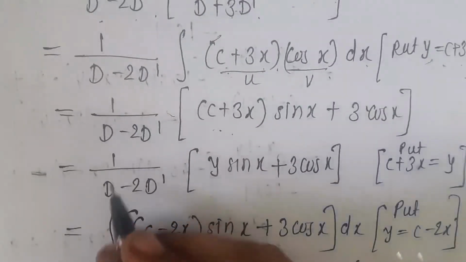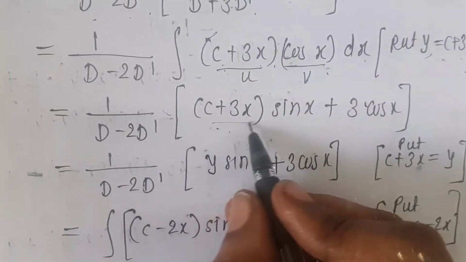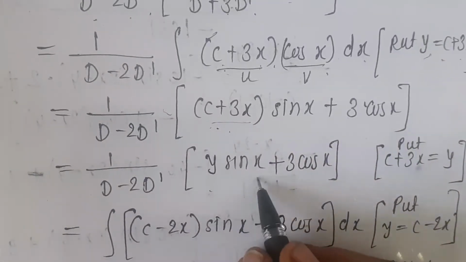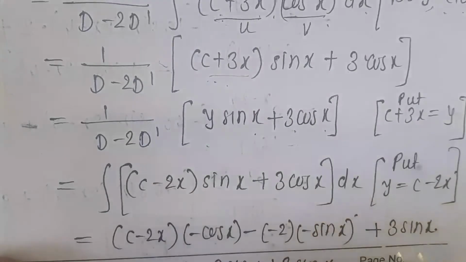So this is 1/(D − 2D'). Again resubstitute the value. So c + 3x is nothing but y, and we get y sin x + 3 cos x. Now one more term is remaining. So similarly we can operate this term over this bracket.